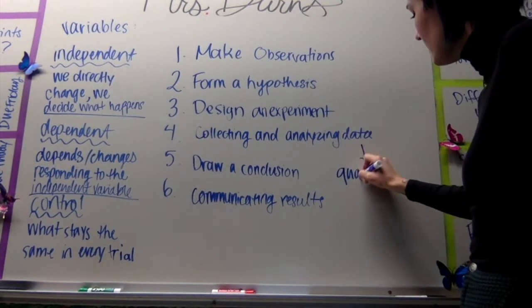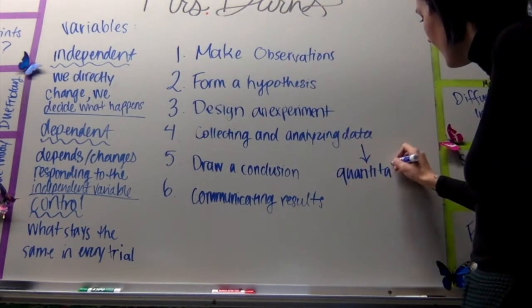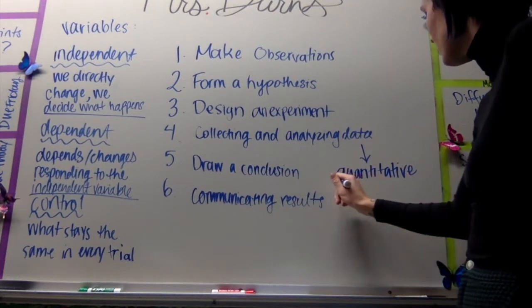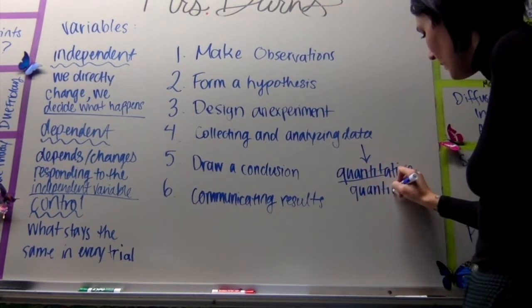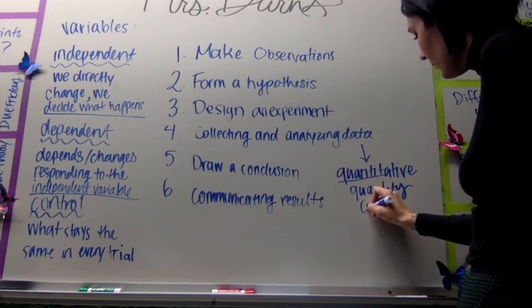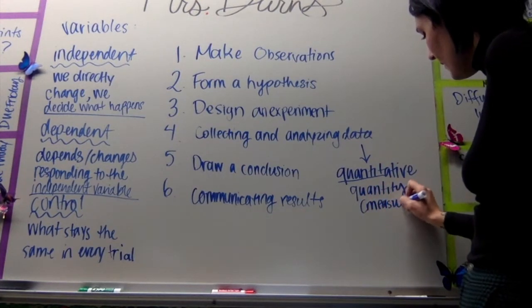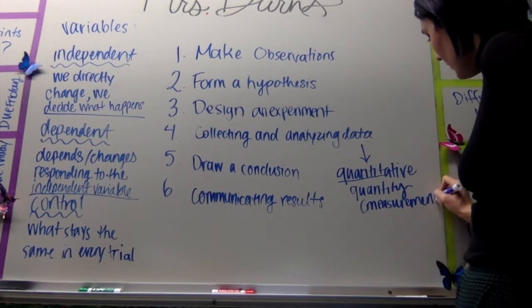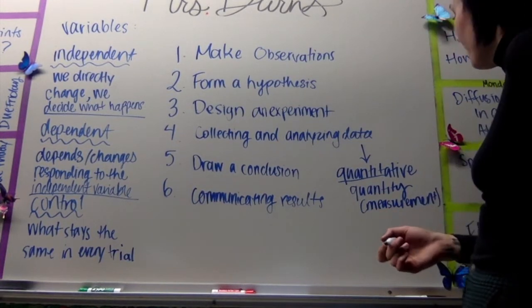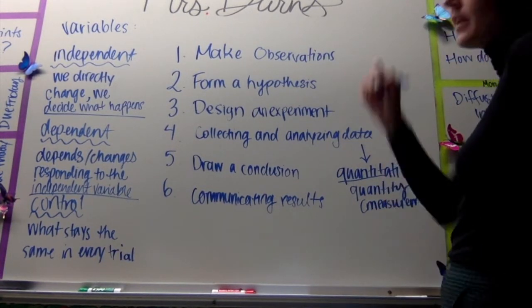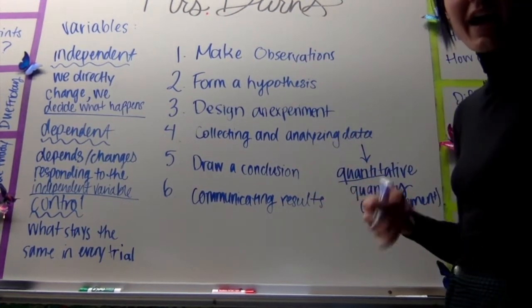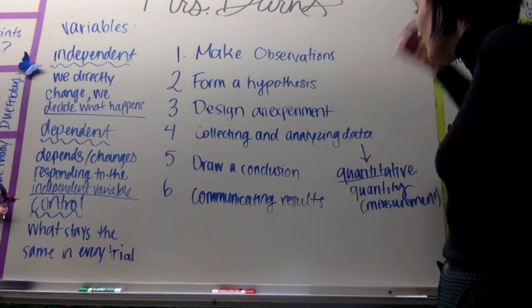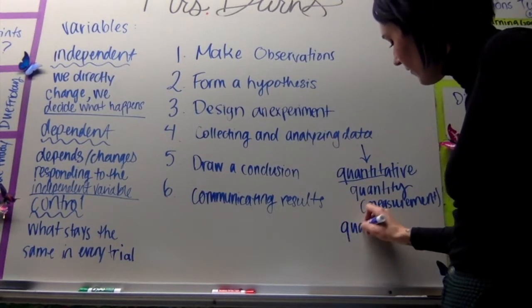So quantitative is quantity. It's amount. How much? Measurement. If you're doing the diffusion experiment, then your quantitative data is the quantity of time it took for diffusion to occur. How long, right? That measurement.